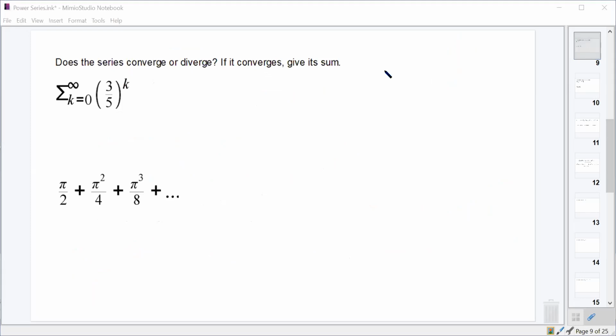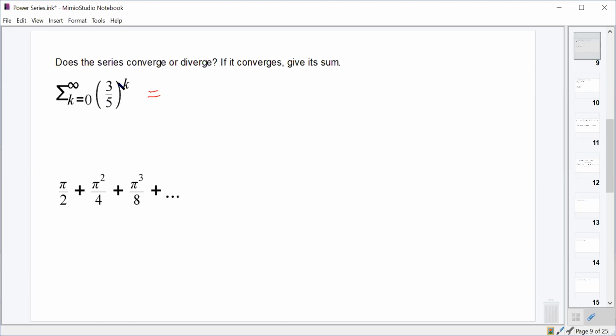All right, what does this series look like? We're going from k equals 0 to infinity, and k is fine. We can use k, we can use n, sometimes we use i for the variables within here. Of 3/5 to the k. K equals 0 to infinity of 3/5 to the k. So let's write out what that series looks like. What does it look like?